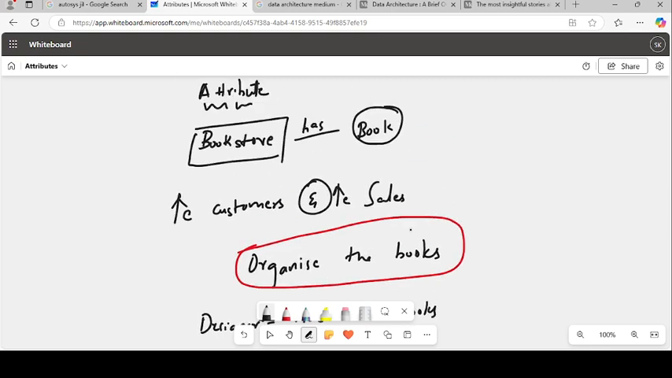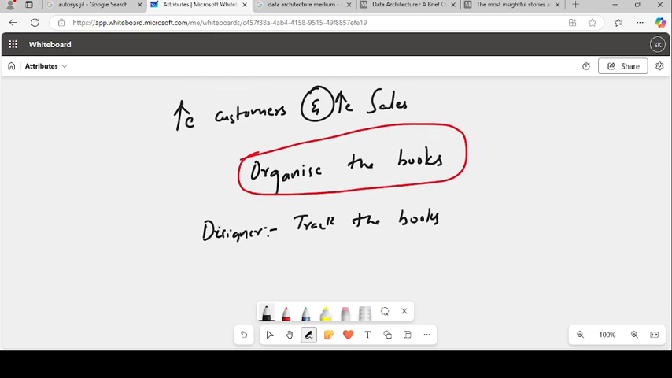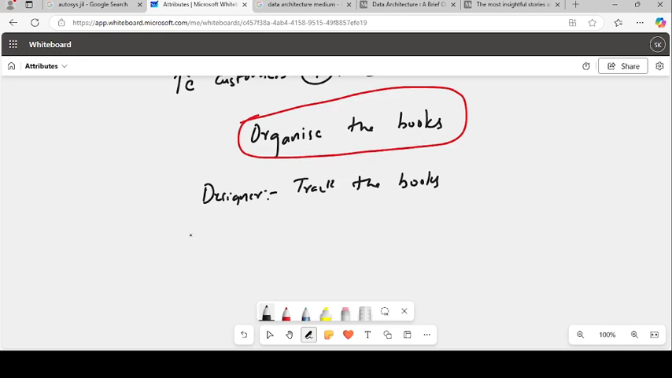So what is the story? Now we have a bookstore that has lot many books. Due to increase in sales and customers, there was a need to organize the books. So for that they hired a designer to track the books. Okay, so now the designer, he gathered the information.